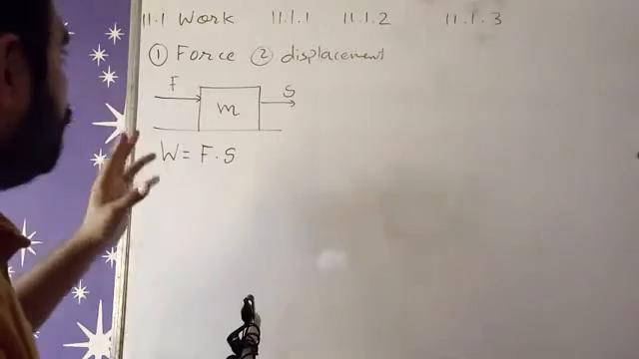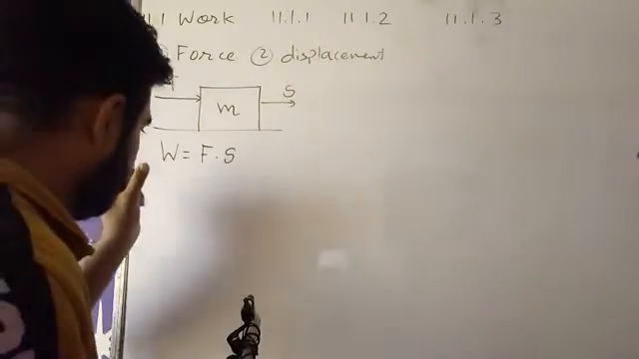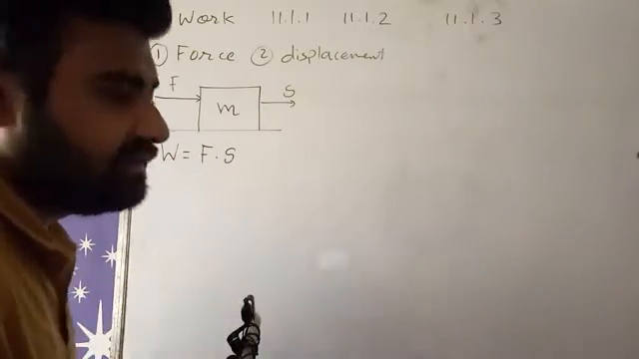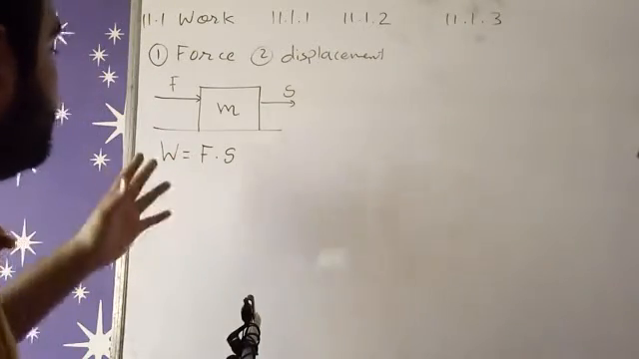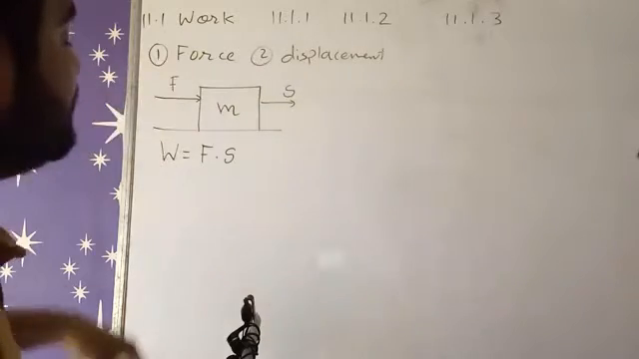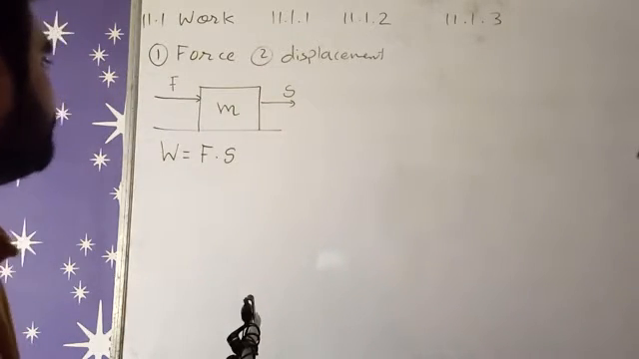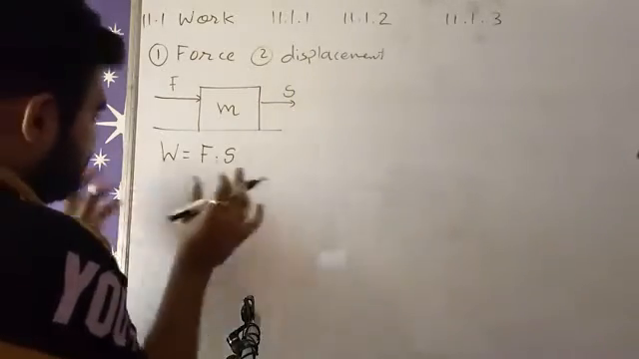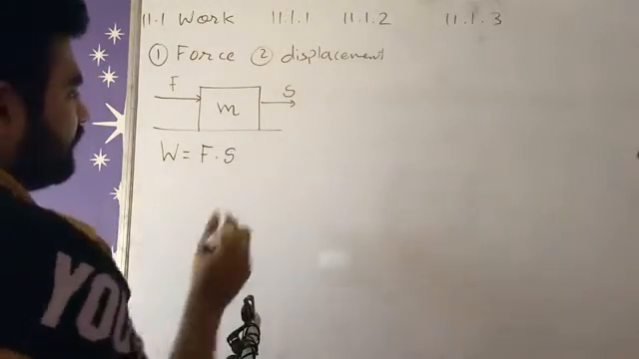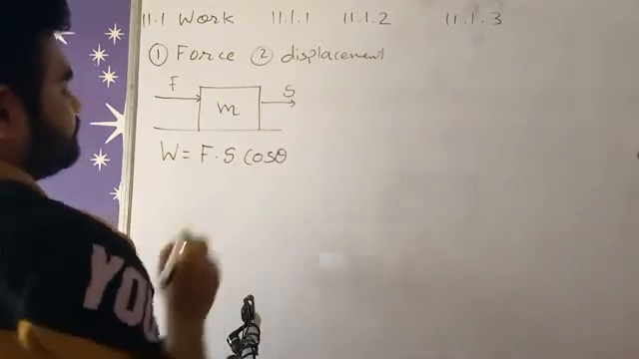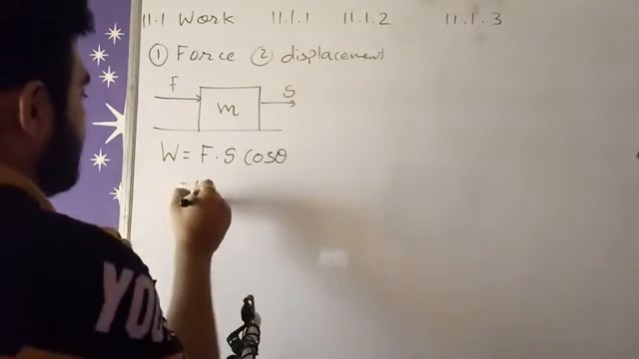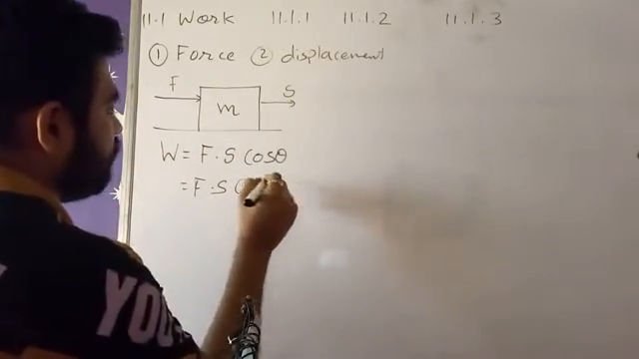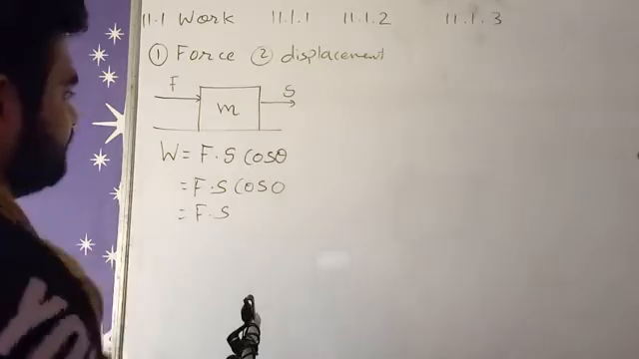So to know this work, force multiplied by displacement. Now in this particular example there are three more cases. See, the whole equation of work is a dot product, meaning cos theta, right? So F and s are both in the same direction, that's why cos 0 will be 1, that's why F into s.